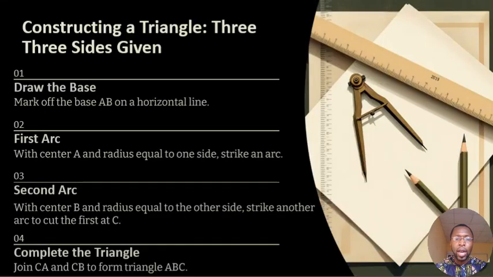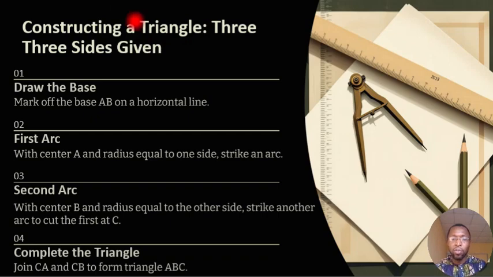Right, now let's talk about how to construct a triangle. There are different ways, and let's talk about some of them. Sometimes you'll be given three sides of a triangle and you'll be asked to construct it. When you are given three sides of a triangle and you have to construct it, these are the steps you have to take. You have to draw the base of that triangle with one of the sides.